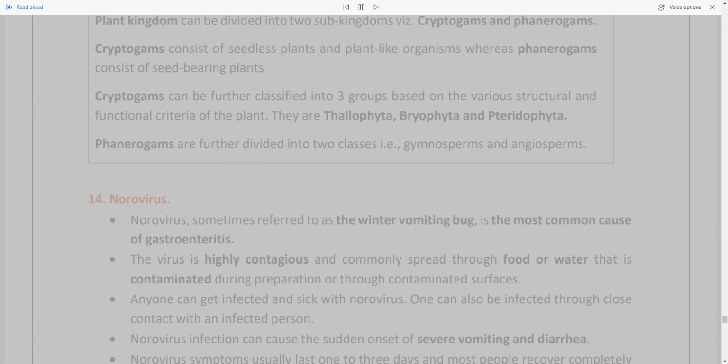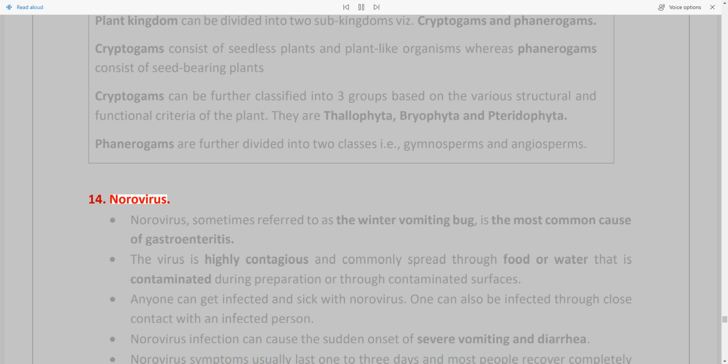Plant kingdom can be divided into two subkingdoms, viz. cryptogams and phanerogams. Cryptogams consist of seedless plants and plant-like organisms, whereas phanerogams consist of seed-bearing plants. Cryptogams can be further classified into three groups based on the various structural and functional criteria of the plant. They are thallophyta, bryophyta, and pteridophyta. Phanerogams are further divided into two classes, i.e., gymnosperms and angiosperms.